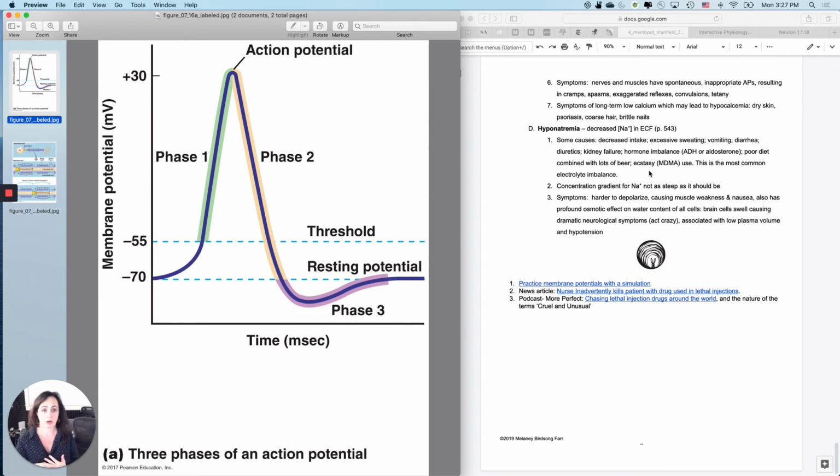Okay, so that's a problem. So it's going to be harder to depolarize because my concentration gradient is what gets me to go from here to here. So that means it's going to cause some muscle weakness, and because of the impact on your digestive tract, the smooth muscle, it can cause some nausea.